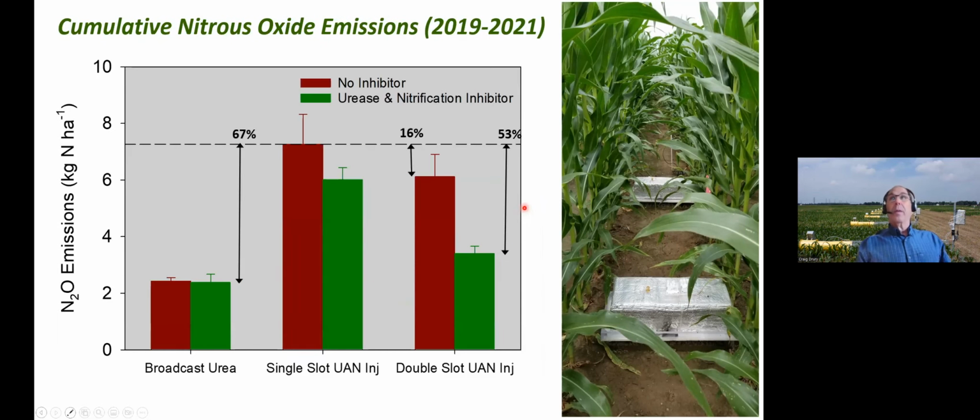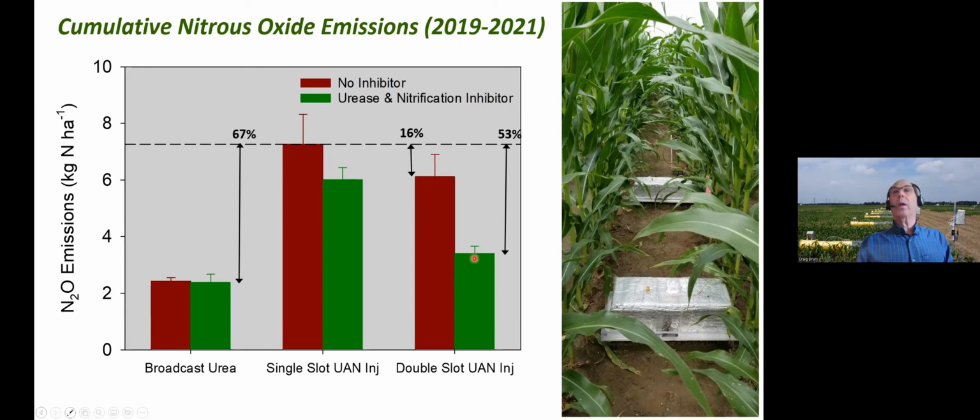That's the control in the bottom. So looking over a 3-year average, 2019 to 2021, we have on average single slot injection at our highest N2O losses, a little over 7 kilograms N per hectare, a 16% reduction when the inhibitors were applied, 16% reduction with double slot, and 53% reduction with the double slot and dual inhibitors.